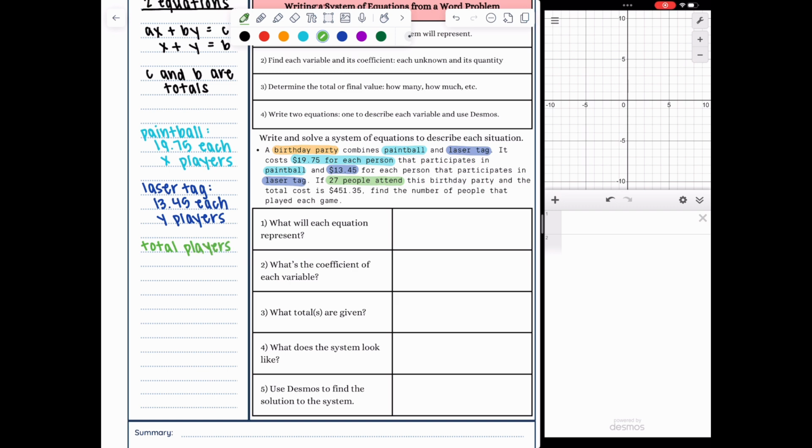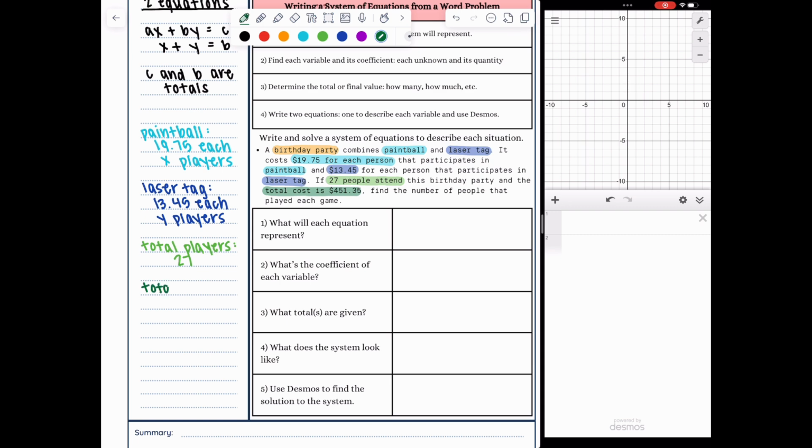Maybe 26 of them play laser tag and only one plays paintball, which would be interesting. But somehow we have to find the right combination that's going to give us 27 people that attend this party. The second total is going to be the cost. So you have to pay for people to actually participate in these activities, and that's your second total.